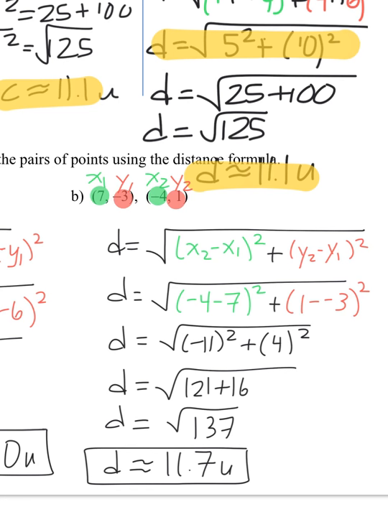Please be sure that when you go ahead and subtract them, that you do keep them in parentheses, so that when you square them, you get positive numbers. You should only have positive numbers that you're adding together. And then the distance is equal to the square root of 137, or about 11.7 units. And that concludes your introduction to the distance formula.